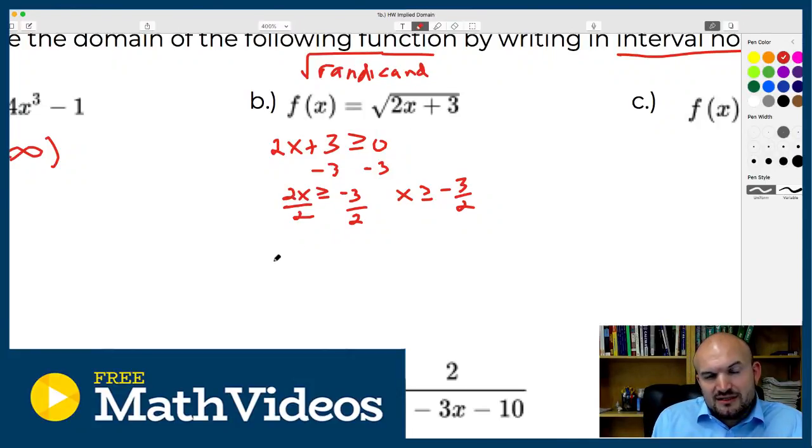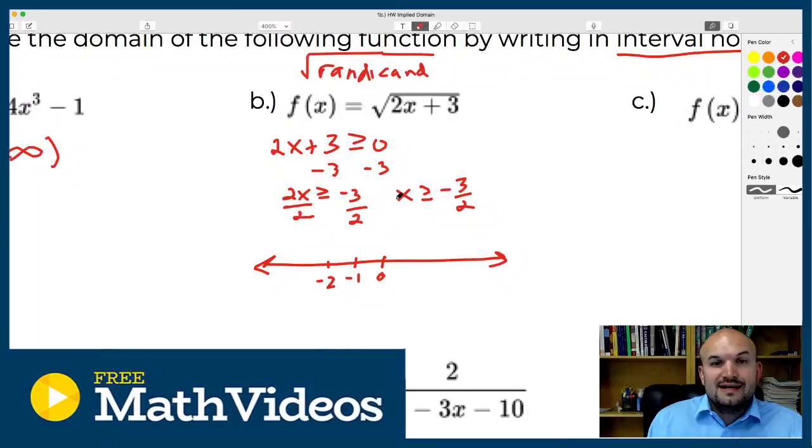So to write the domain, what we talked about in class was creating a number line for our domain. So let's make here 0. Negative 3/2 is between negative 1 and negative 2. Now again, x is greater than or equal to, so therefore it can equal negative 3/2. So there's negative 3/2.